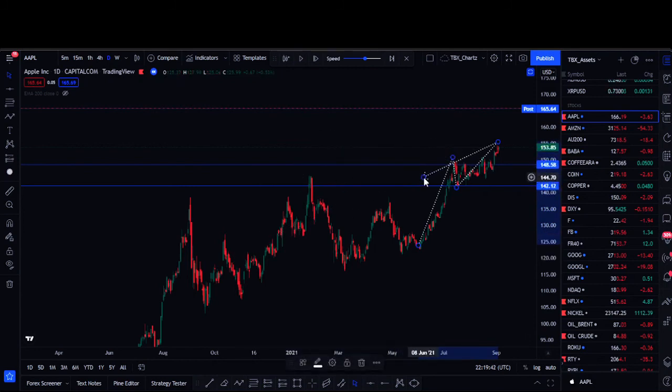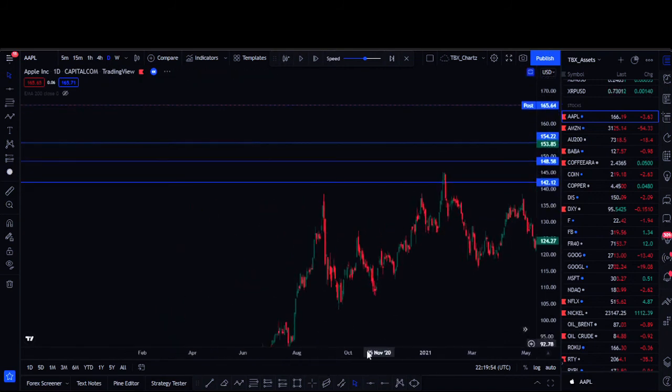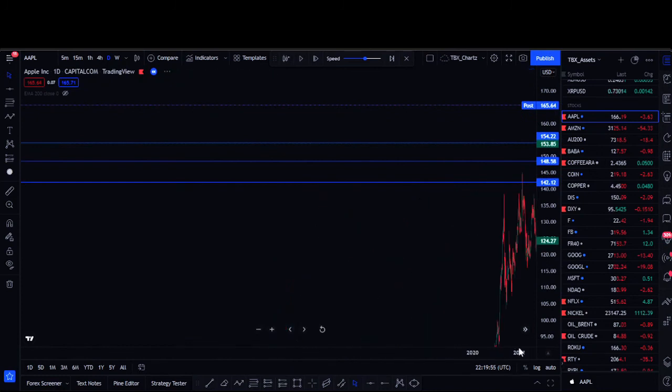Now, what is our resistance going to be? If you remember in the beginning of the video, I said to get a resistance, we are going to put a horizontal line right about here. Then we are going to go back to the previous market.